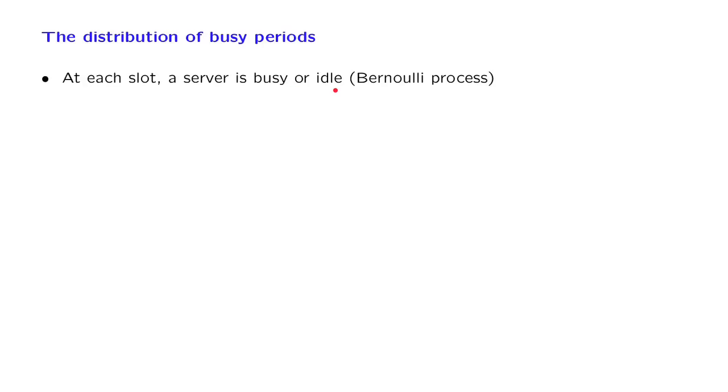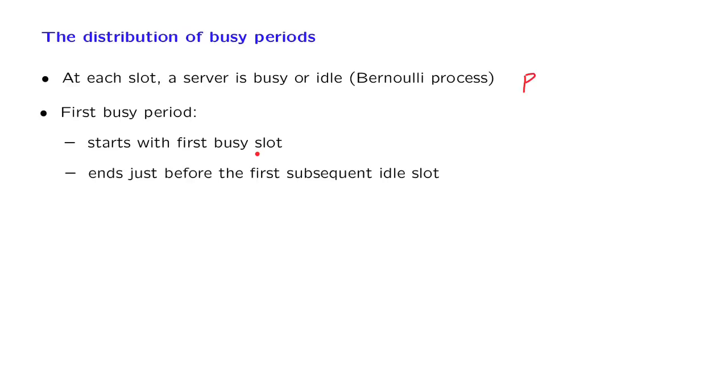We assume that the process of job arrivals is described by a Bernoulli process with some known parameter p. So, during each slot, there is probability p that a job is present, and different slots are independent of each other. We're interested in the first busy period of the server. The first busy period starts at the first slot during which there is a job present, and the busy period extends until just before the next idle slot.